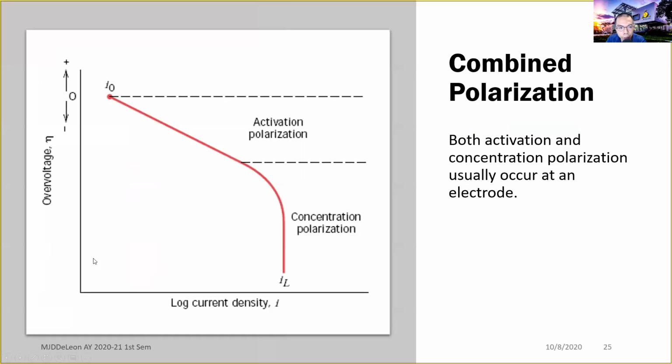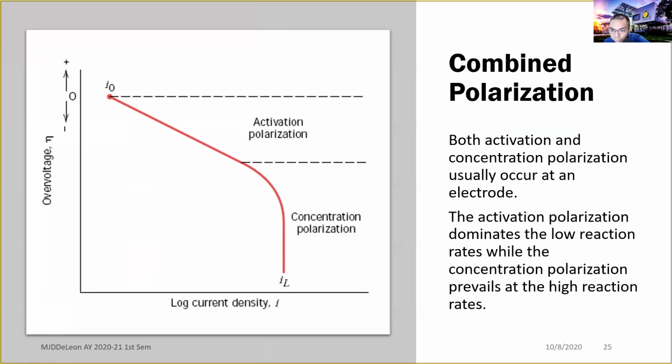And lastly, we can combine. So usually, hindi lang naman activation or concentration polarization ang nangyayari sa isang electrode. I mean, for a reduction electrode. Both activation and concentration polarization usually occur at an electrode. So the activation polarization dominates at low reaction rates since reaction control siya. And concentration polarization naman prevails at the high reaction rate since mas mabagal na yung diffusion mo than yung reaction. And to get the combined polarization, we just add yung two polarization curves natin.